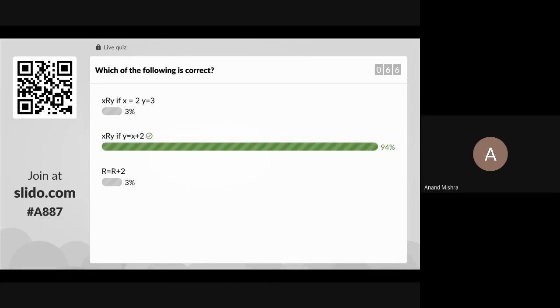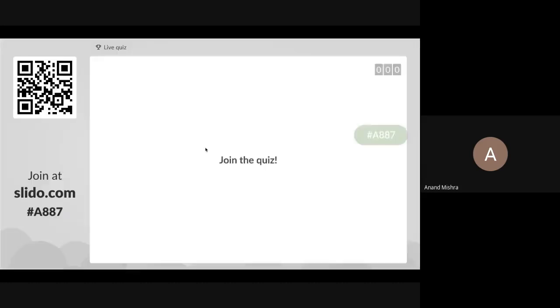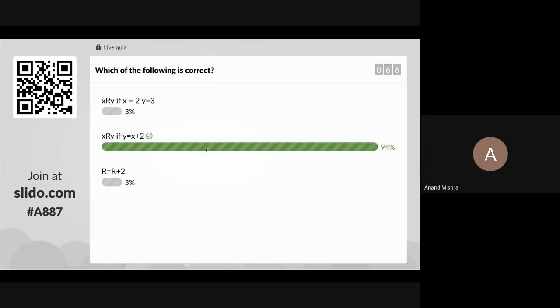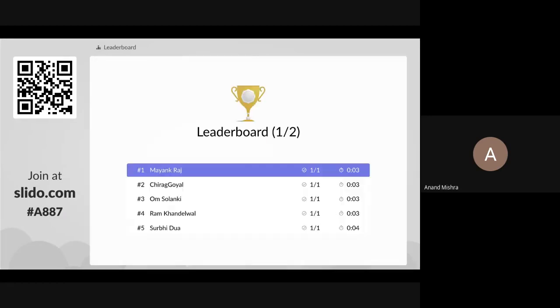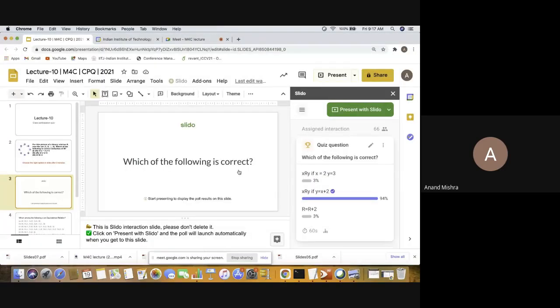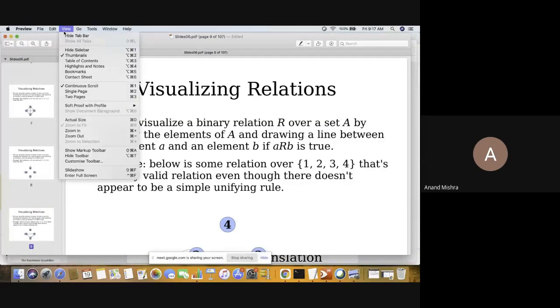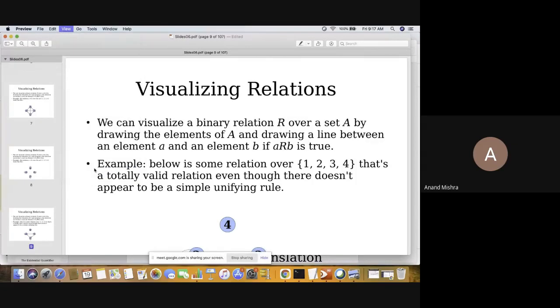So it's very simple, right? If you look into this, the connections are only there when Y is X plus 2, right? Y is X plus 2. No other connection, and this is not the right way to represent it anyway. Okay, so that's all. Let's look into the leaderboard. Okay, let's move to the slide.